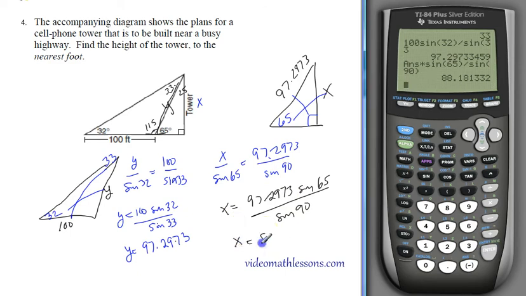So okay, x equals 88.181332. To the nearest foot is 88. X equals 88, which is the height of the tower.